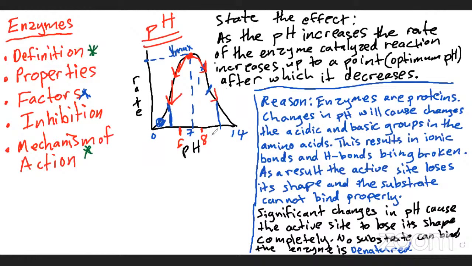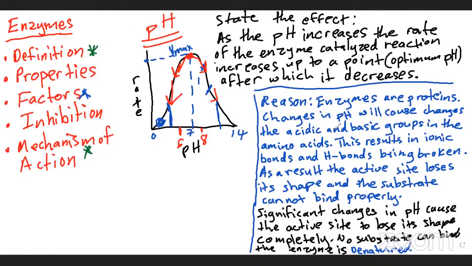But even though when we look at the graph, we say that as pH increases, rate increases, that is true in a sense. But if you look at it from this perspective, from the optimum, you will realize that deviating from the optimum pH, the rate decreases. And that is what we put in the explanation. So once you change the pH, the bonding in the enzyme is going to change. So the rate automatically changes.